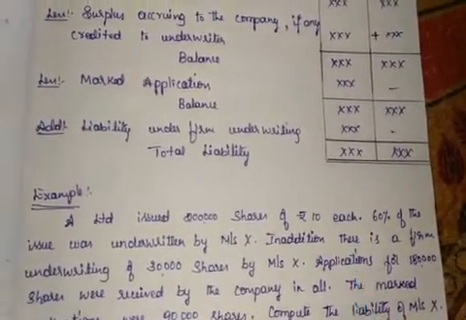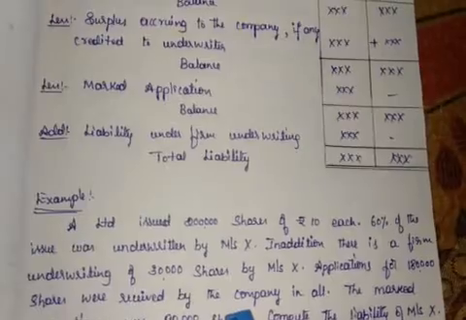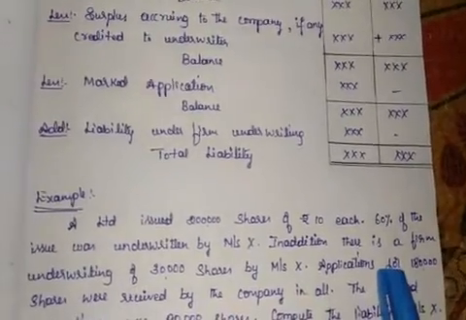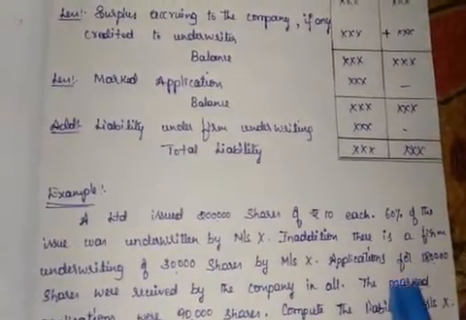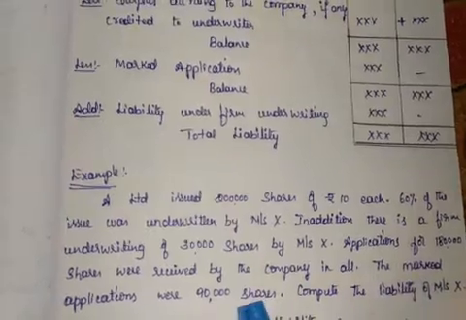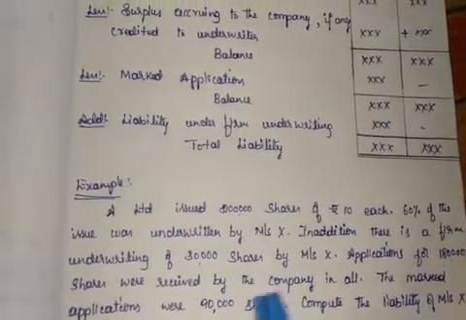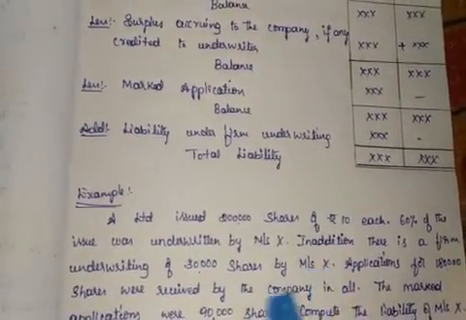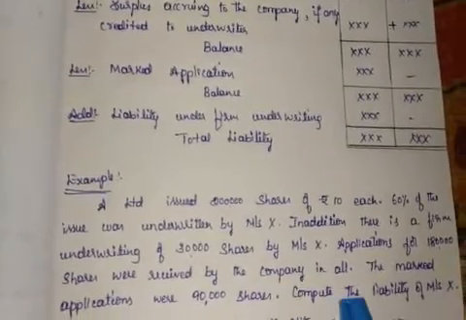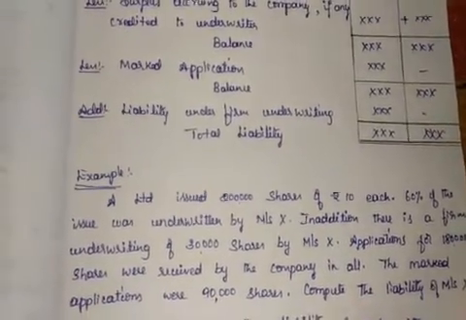Applications for 1,80,000 shares were received by the company in all. That means from the public, the company receives applications for 1,80,000 shares. The marked applications were 90,000. So out of that, the applications that have come through Mrs. X are 90,000. Compute the liability of X.